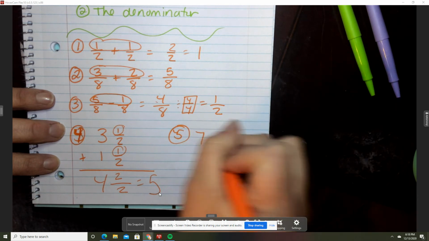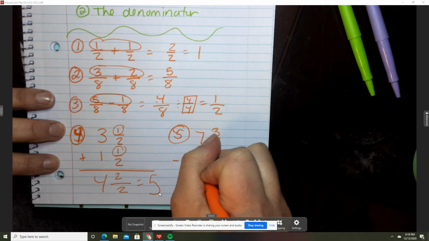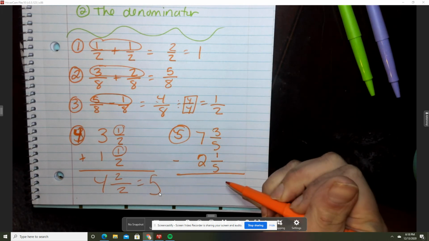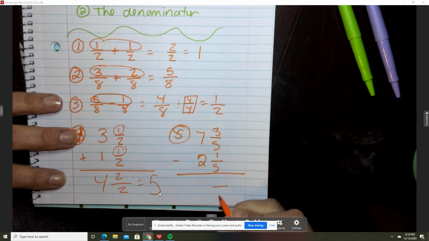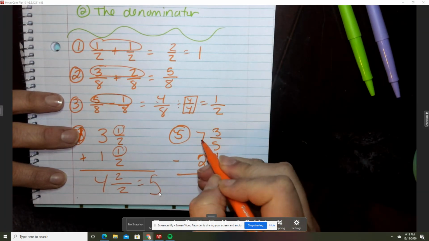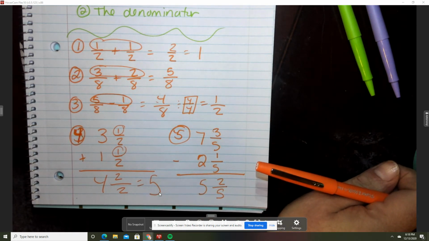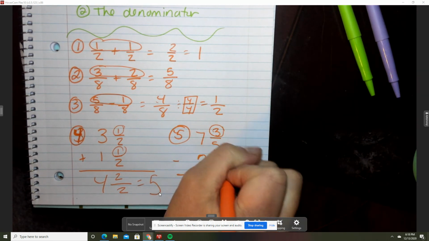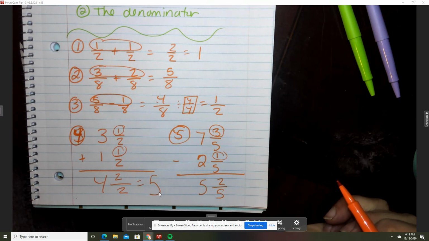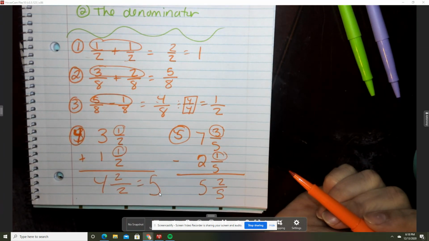I'm going to have 7 and 3/5 minus 2 and 1/5. All right, so you're going to worry about your fractions first. And you're just going to leave the denominator the same, of course. And then 3 minus 1 is 2. 7 minus 2 is 5. And that's it. So adding fractions or subtracting fractions with like denominators is something you have seen before, and it's super easy. Leave the denominator the same, just add the numerator, okay?